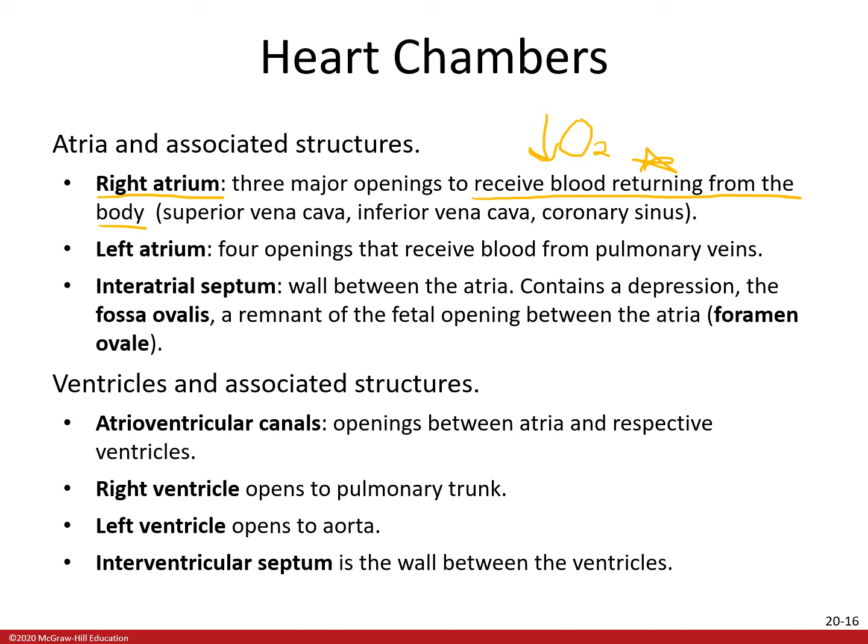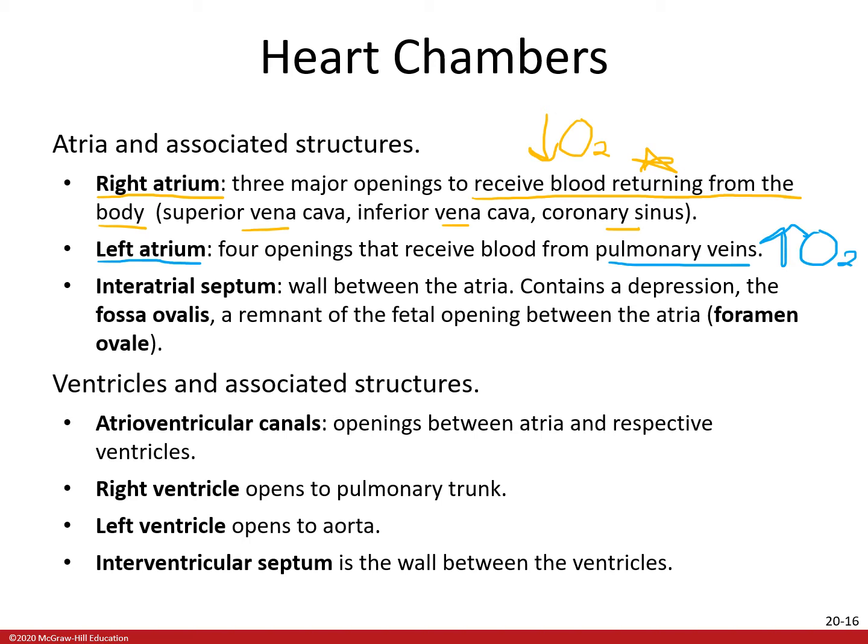And those structures, we've already talked about all of them: the superior vena cava, the inferior vena cava, and then what we were just talking about, the coronary sinus. The left atrium is going to have four openings, and they are all pulmonary veins. And do keep in mind that this is going to be highly oxygenated blood that is coming into that atrium.